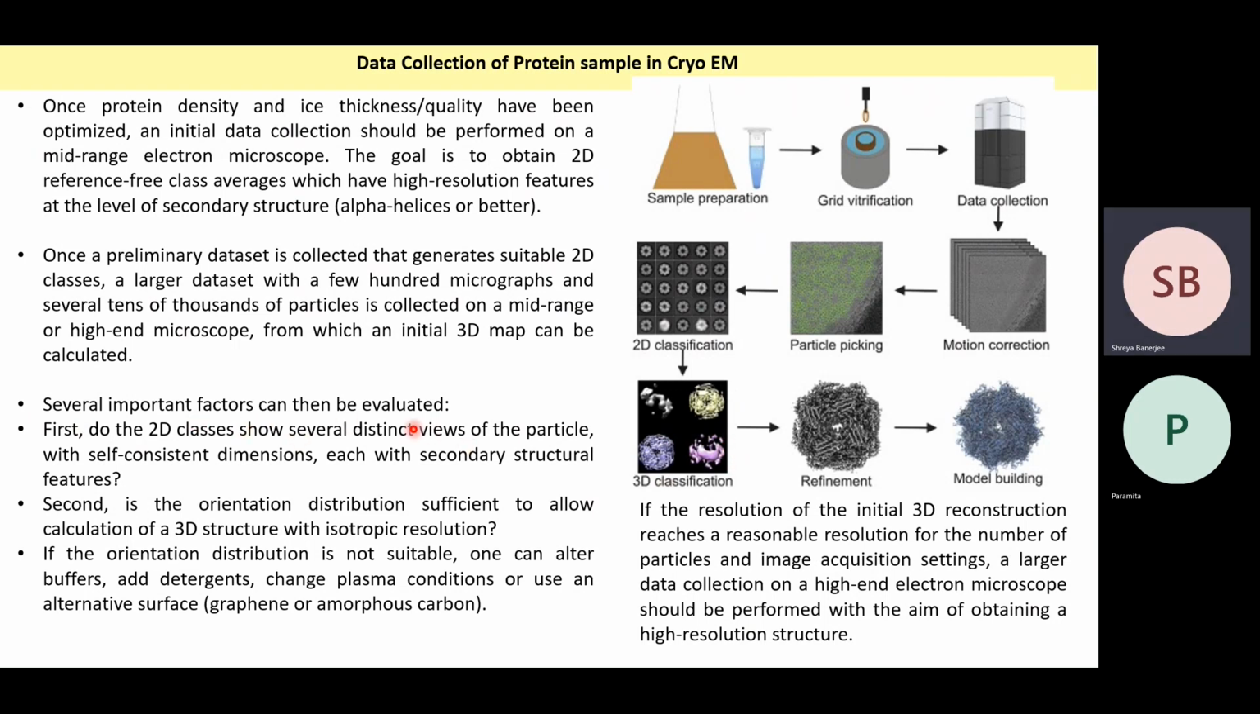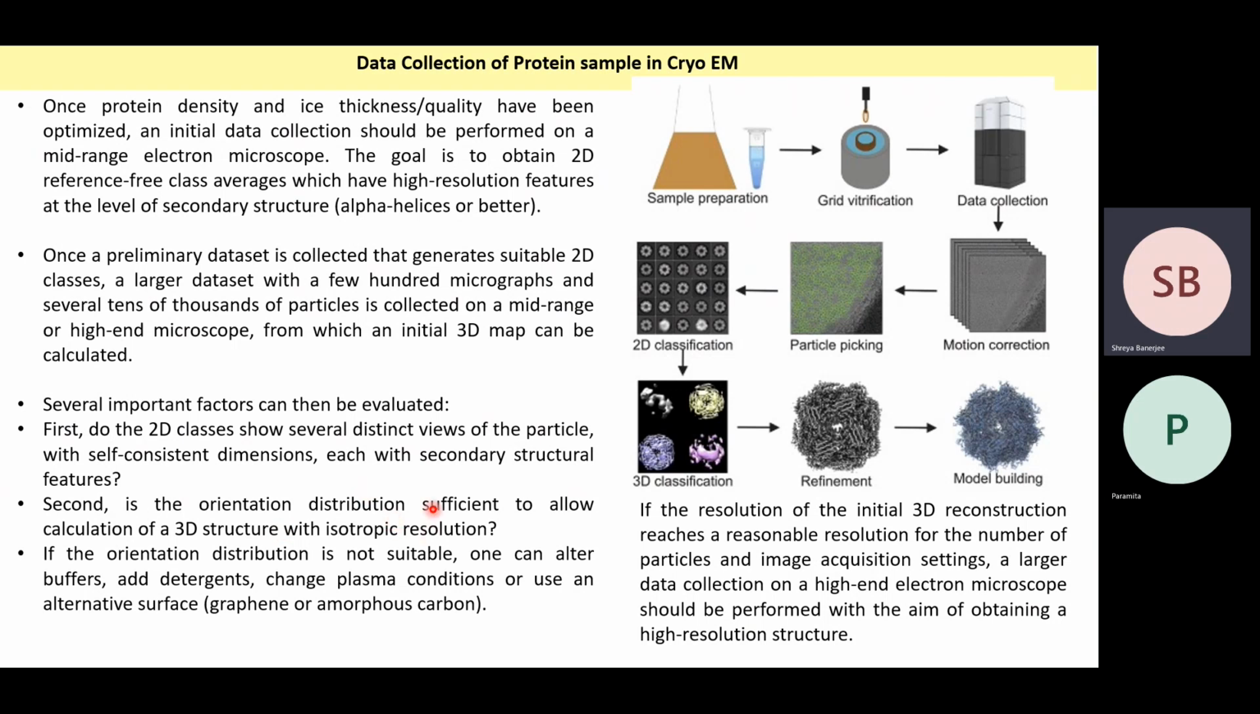Different points need to be considered. First, are the 2D pictures showing distinct views of the particle from different directions with features of secondary structural elements? Like suppose this particular one is showing a helix from the top. Suppose you have another which is showing the helix from the side. So you can put those two together and figure out that it is indeed an alpha helical structure.